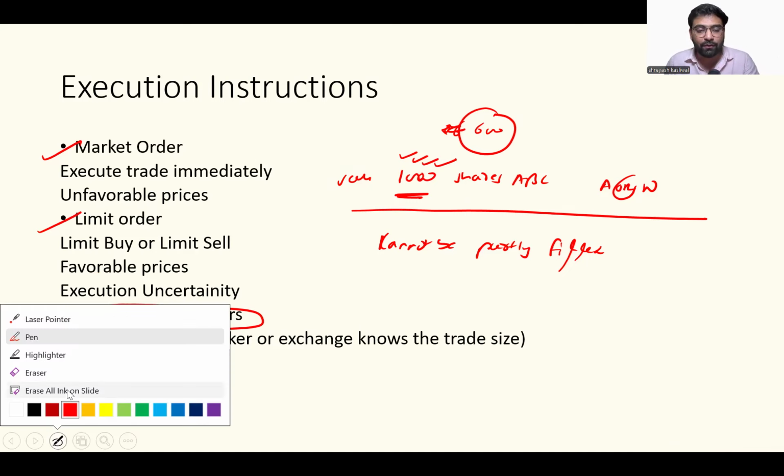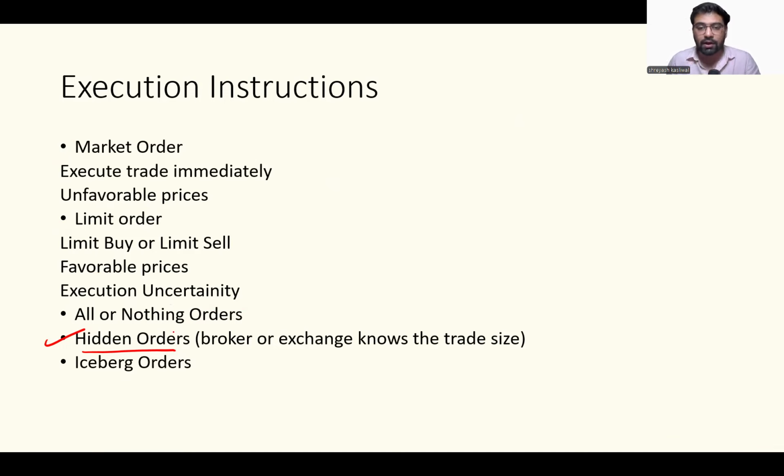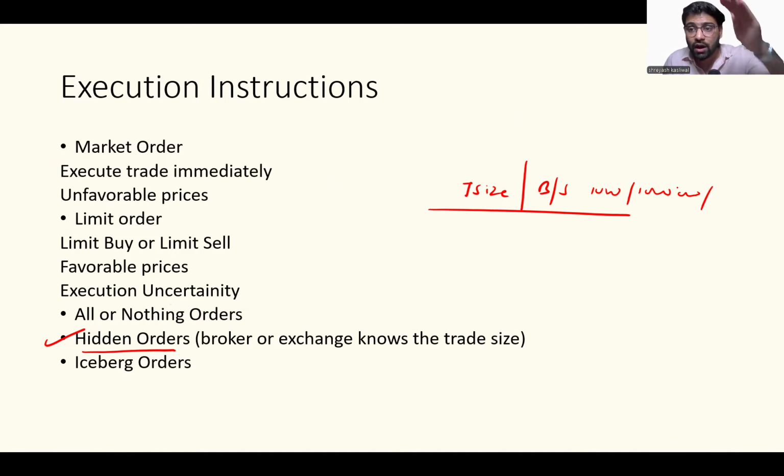Sir, what is the next type of order? Sir, it is called hidden order. Sir, what do you mean by that? Sir, the trade size, that means whatever you are willing to buy or sell, be it 1000 shares, 1 lakh shares, 2 lakh shares, or 10 lakh shares, whatever that may be, the trade size will never be visible in the market. Only the broker or the exchange will know the trade size.